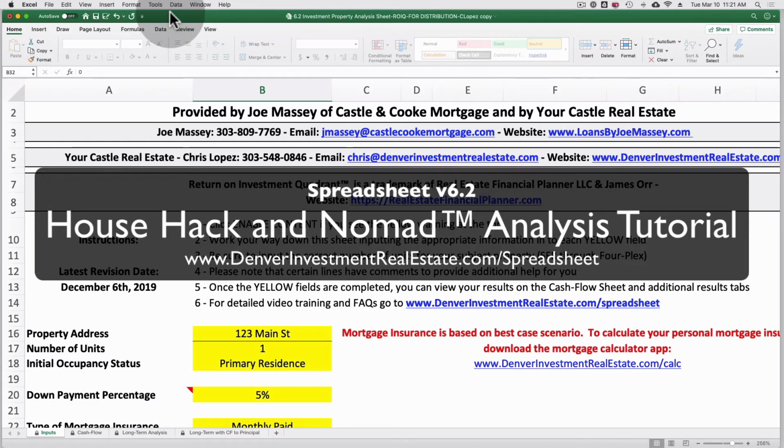All right, everyone. Welcome back to the second tutorial on using version 6.2 of Joe Massey's investment property analysis spreadsheet. So in the previous episode, we analyzed a rental property. Now on this one, we're going to analyze a property through a house hacker or nomader. That's where people buy a property as an owner-occupant, live in there for at least 1 year, and then move out and convert the property into a rental property.